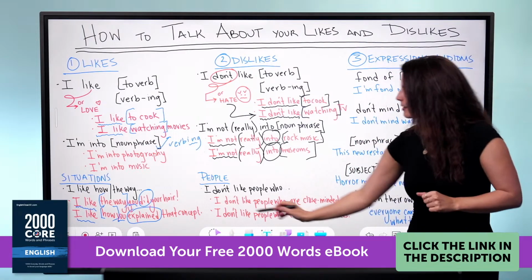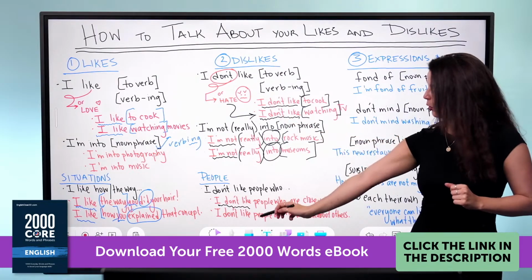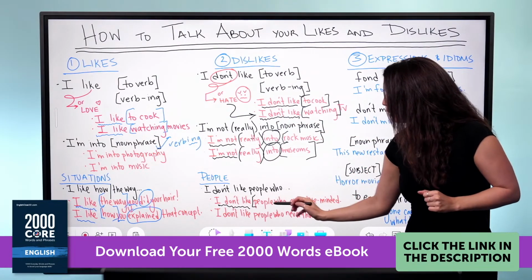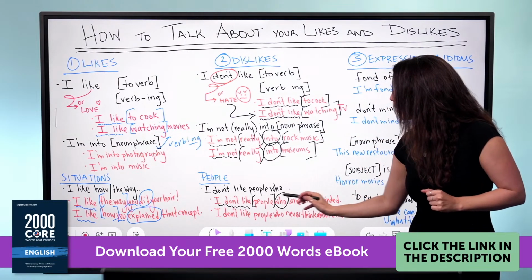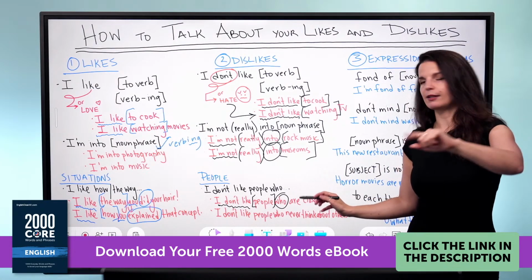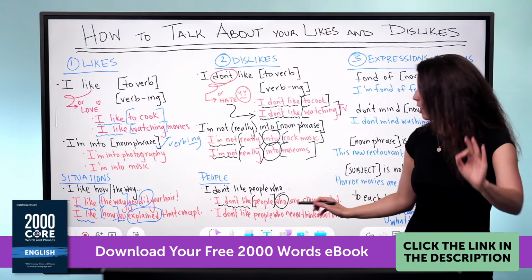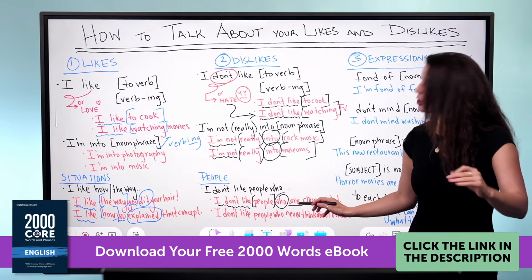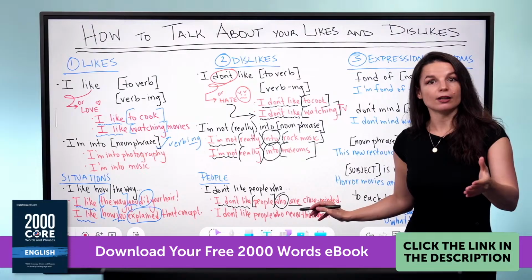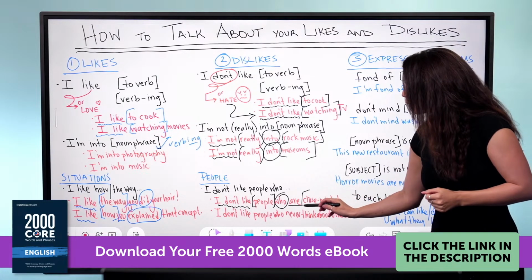So let's break this down. I don't like. This is the same as here, right? I don't like. Then we have people and then who. We have to have this. I think Loza on Facebook, you wrote a similar sentence here. We need to follow this with who are, in this case, shows a condition about that person or a status. In this case, I have close-minded.